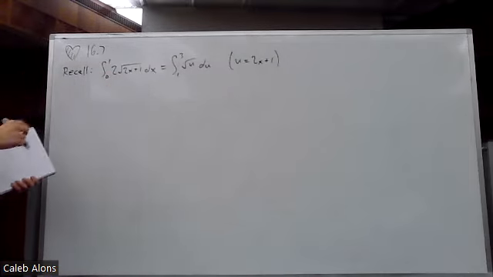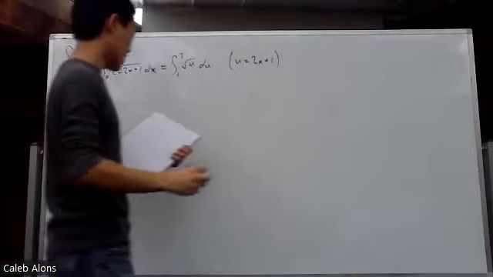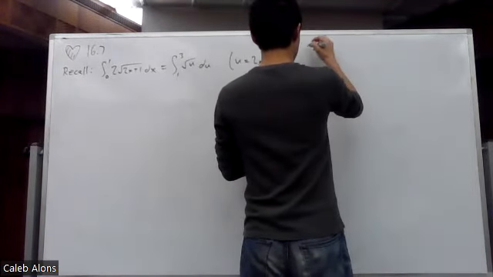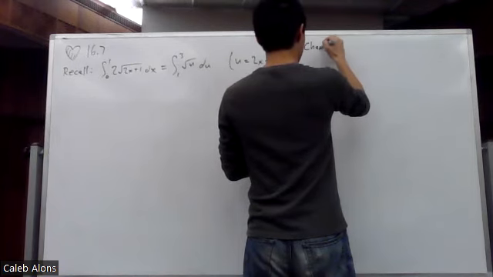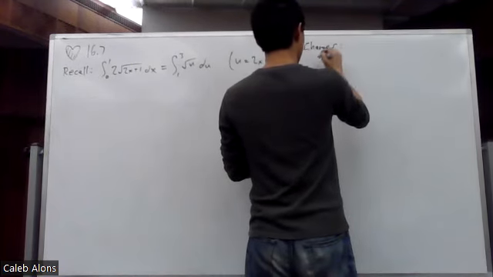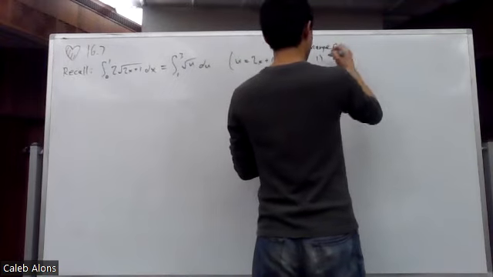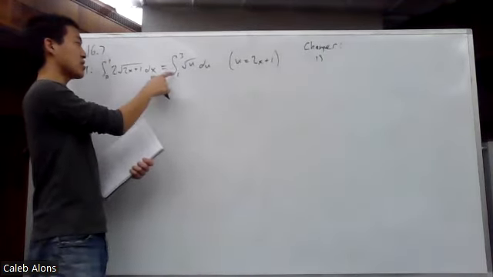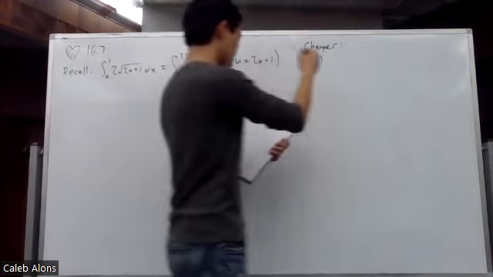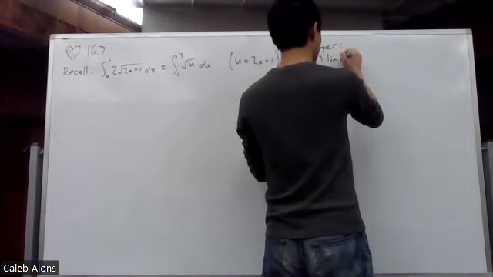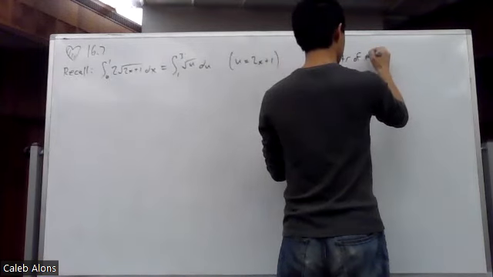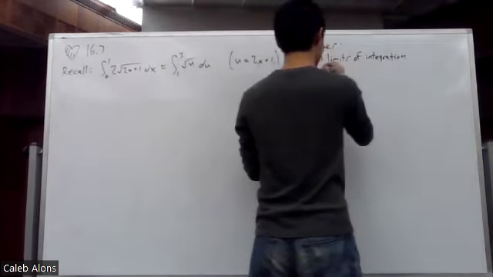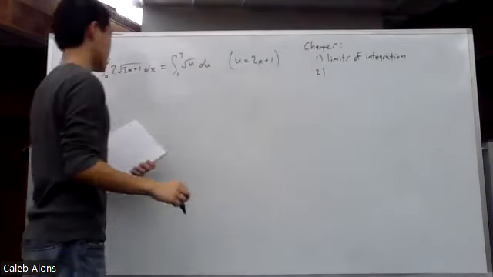So here's the list of things that get changed, okay? First, here we're going x is 0, x is 1. Here it's u is 1, u is 3. So we're changing the limits of integration.